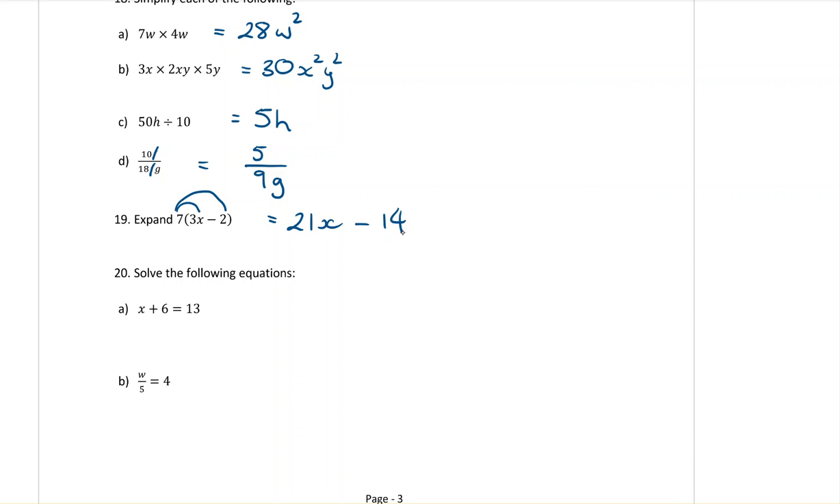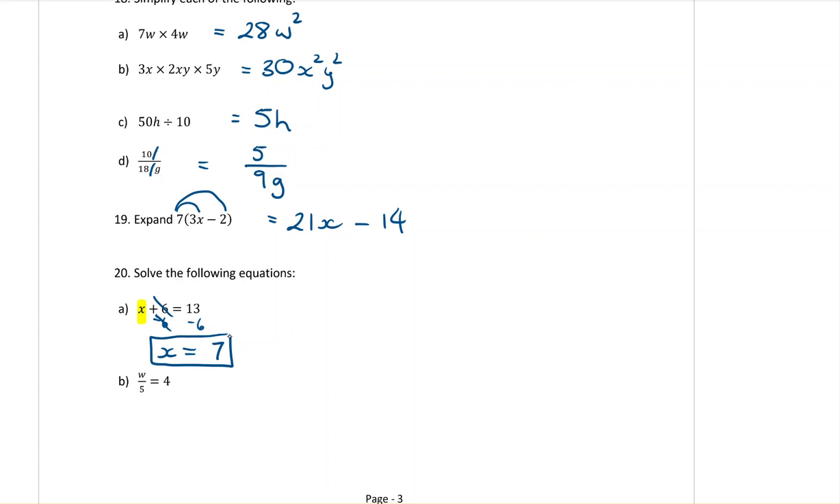Question 20, solving equations. This is where we do the opposite, because we want to get the letter, the x, by itself. So any numbers with it, we have to move away. The opposite of a plus 6 is to minus 6. We cross those out because it cancels away. X will be all that's left on the left-hand side of that equation. And 13 take away 6 is 7. So there's your answer. That's a one-step equation because there was only one number that we had to move away.